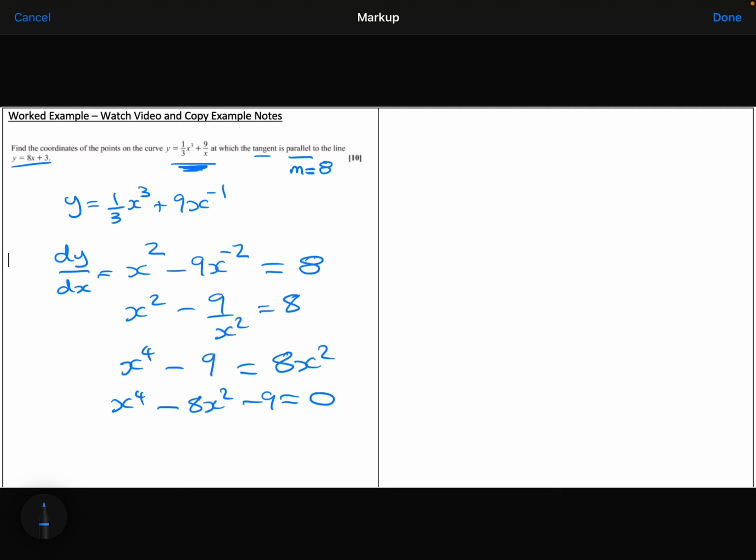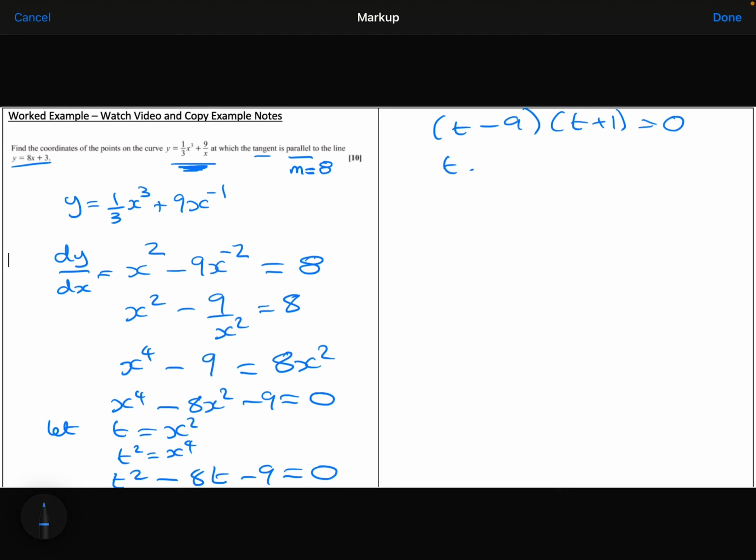I'm going to do this with a substitution. I'm going to say let t equal x squared. That way, t squared would be the x to the power 4. So I would have t squared minus 8t minus 9 equals 0. Factorise. And find the solution. So t is equal to 9 or t is equal to minus 1.